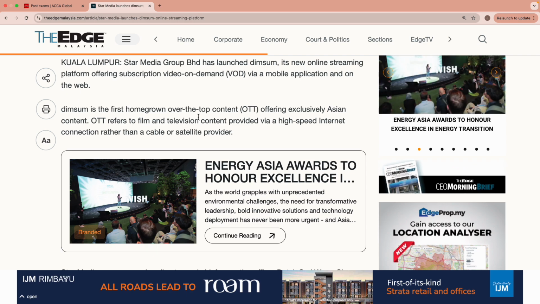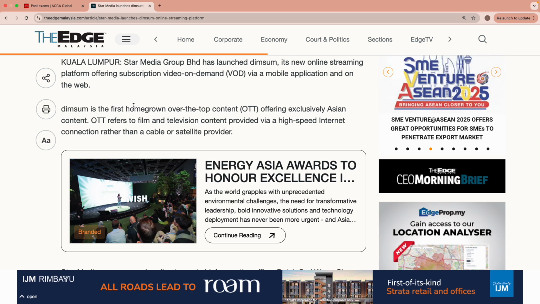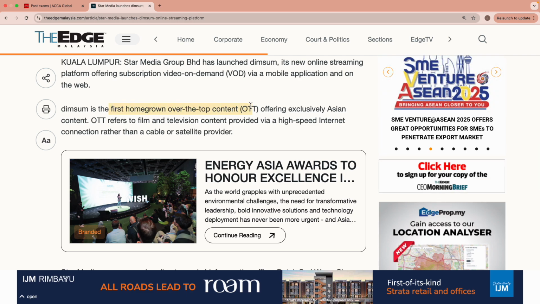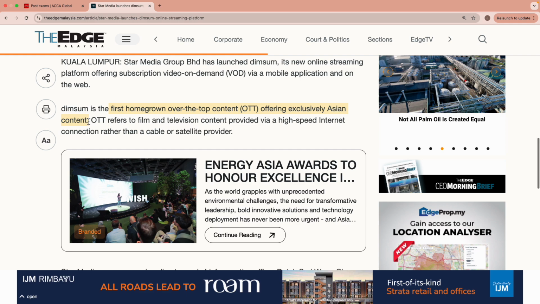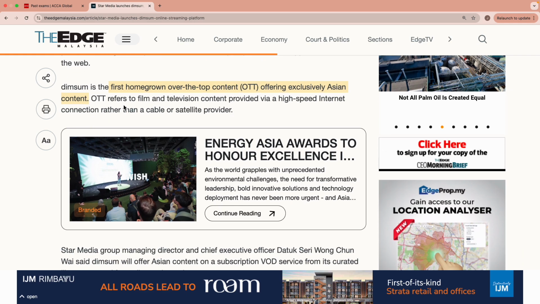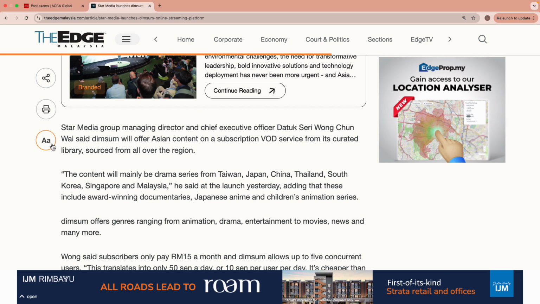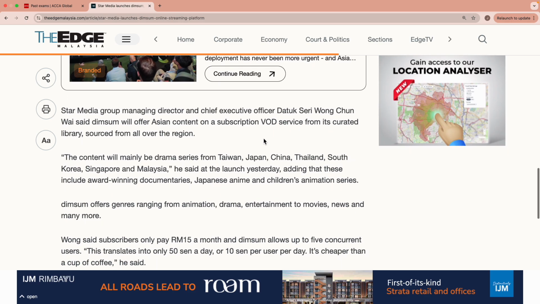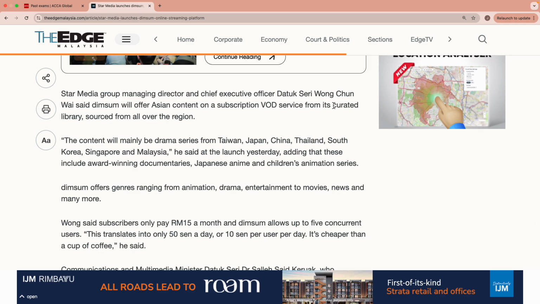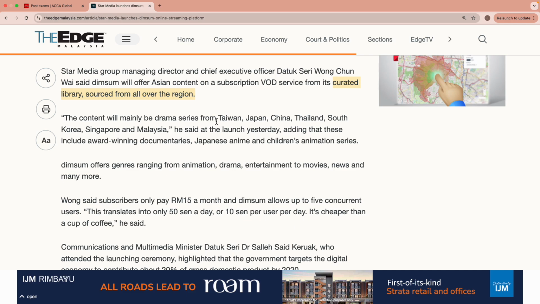So look at this. First, they call it first homegrown over-the-top content offering exclusive Asian content. OTT refers to film, television content, high speed. So that's Netflix lah, correct? Dim Sum will offer Asian content on subscription VOD, video on demand service. Remember this word. They didn't have the resources, unlike Astro which got resources. Content will be there. Notice this part.